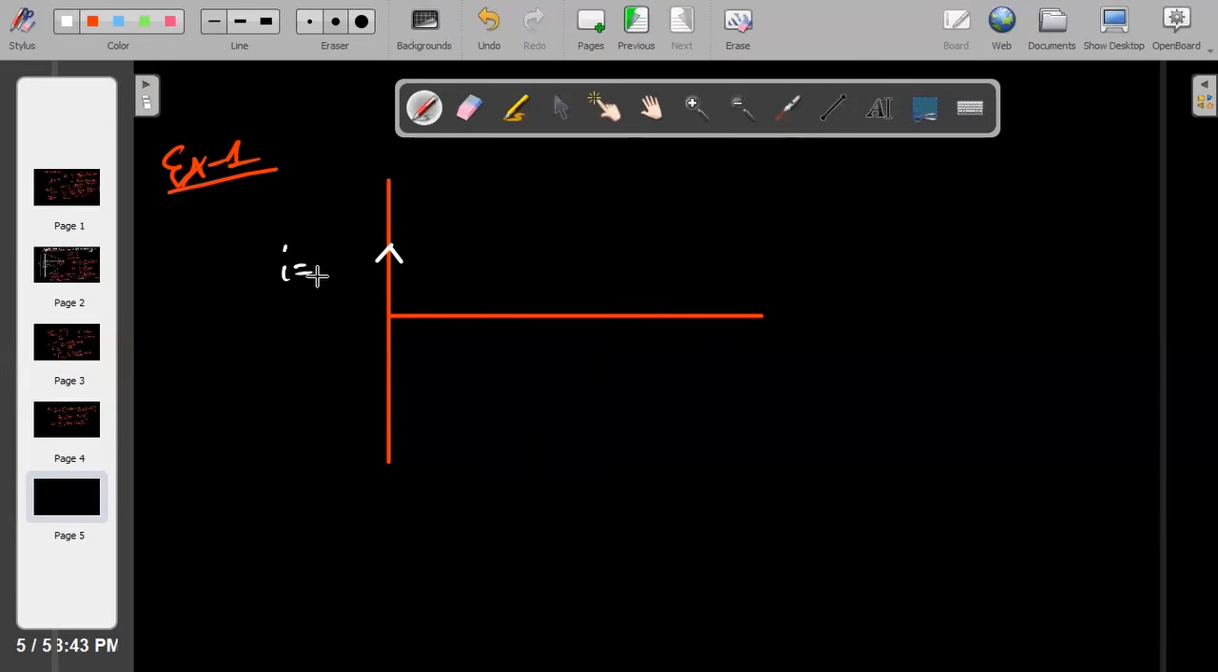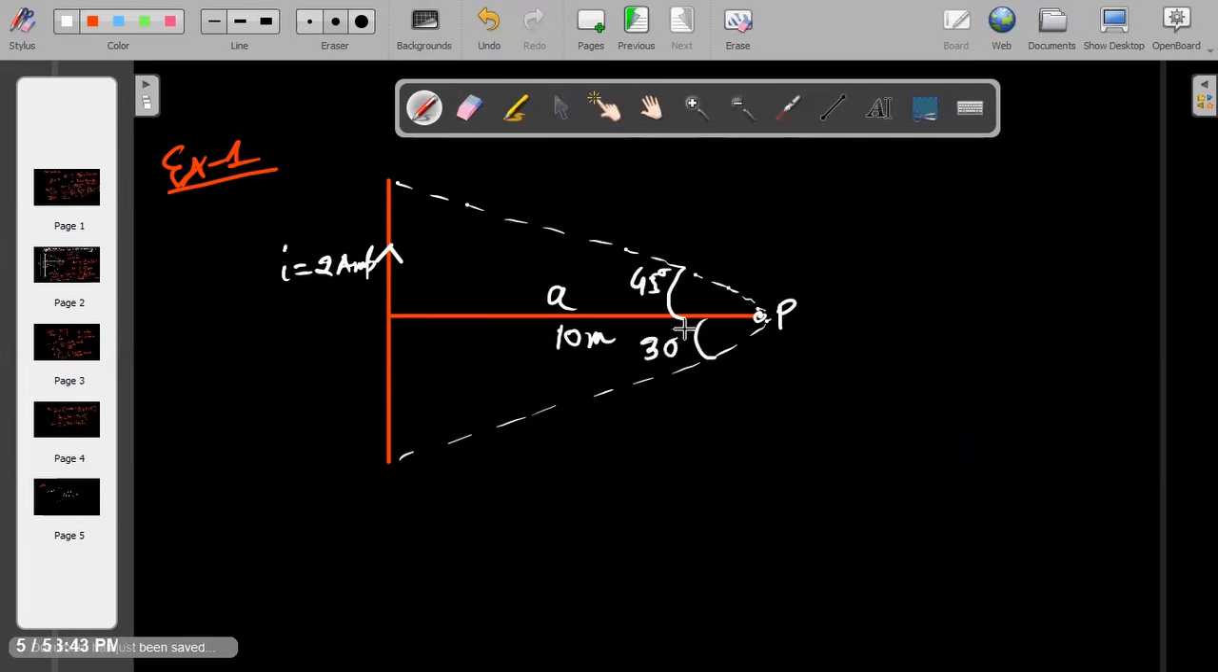the current is flowing, the 2 ampere current is flowing, right? And this A is given as 10 meter. The point is up to 10 meter, right? From there, just join all these points over here. Join the points. And this angle is given 45 degree. And this angle is given 30 degree.